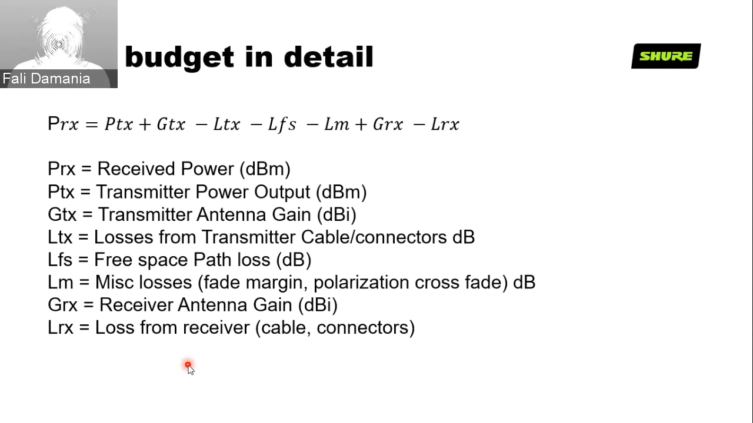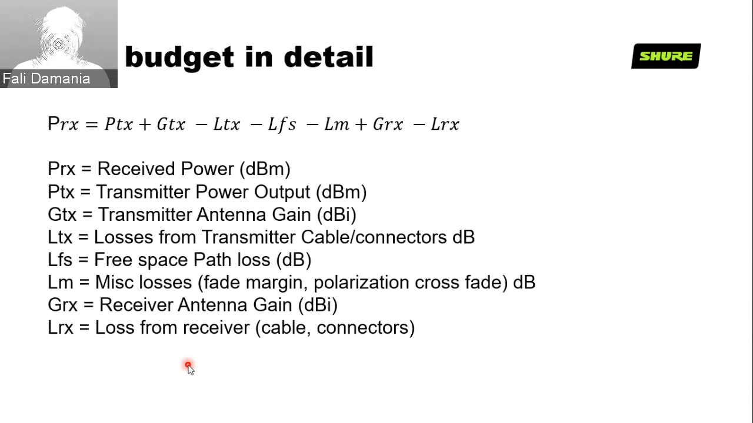You would take away miscellaneous losses because of fade margin and polarization crossfade. LM is miscellaneous losses. Those generally are not too large, but it's something that you also need to consider. And you can actually get the miscellaneous losses number if you have a spectrum analyzer. That's actually the only way you'll get that figure.